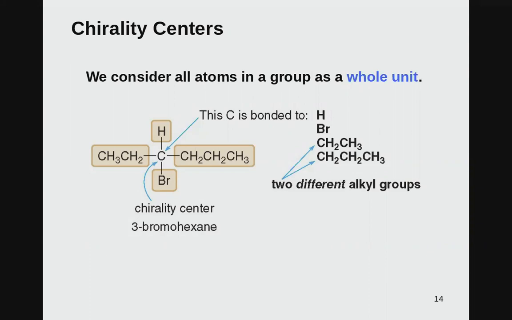And so we can look at this center carbon. It's got 4 things coming off it, as all good carbons do. Now it is bonded to 4 distinct groups: H, Br, an ethyl group, as well as a propyl group. So we have 2 different alkyl groups here, ethyl and propyl, in addition to a hydrogen and a bromine. In this case, our chirality center is going to be the center carbon. That's kind of a theme, it's always going to be the center carbon, kind of the rule. So when we look at 3-bromohexane, we can identify its chirality center as the C in the center here.